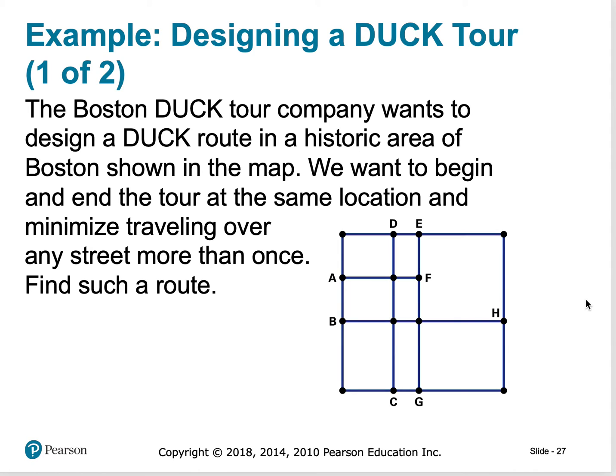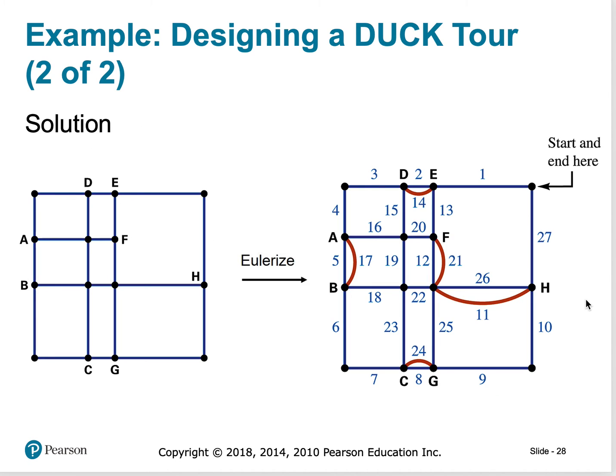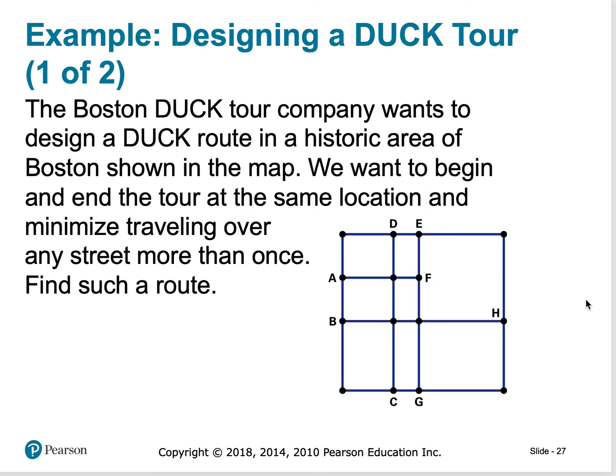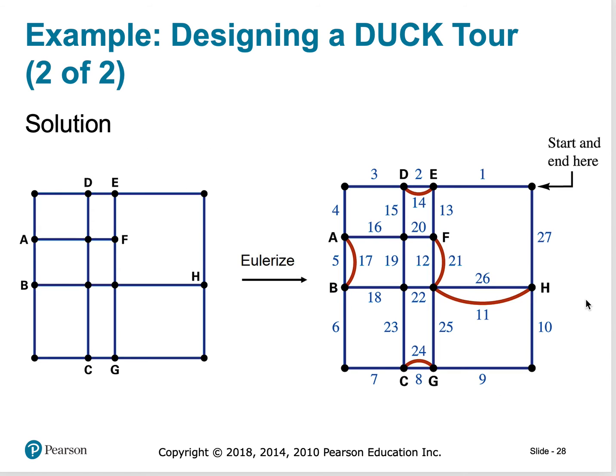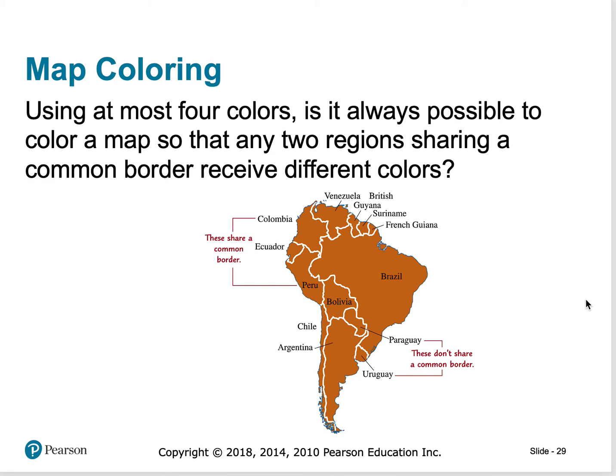Designing a duck tour. So let's use this example. The Boston Duck Tour wants to design a duck route in a historic area of Boston where they're seen on the map. I want to begin and end the tour at the same location, and I want to minimize traveling over any street more than once. Again, here's that brain teaser problem. Find the route. This is graph theory, which is exactly what those brain teaser apps are asking you to do. So I'm just going to flip through so you can see the different ways that we travel.